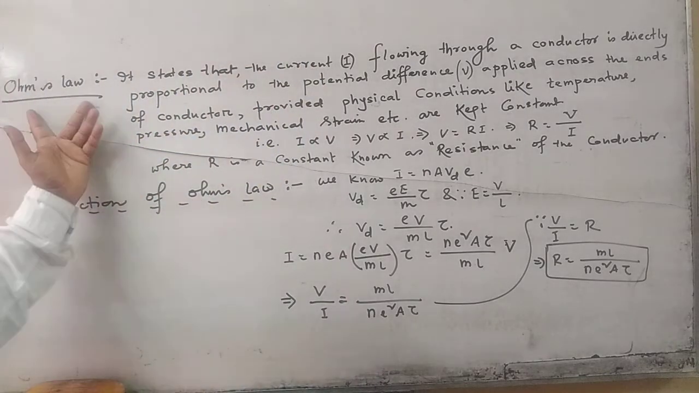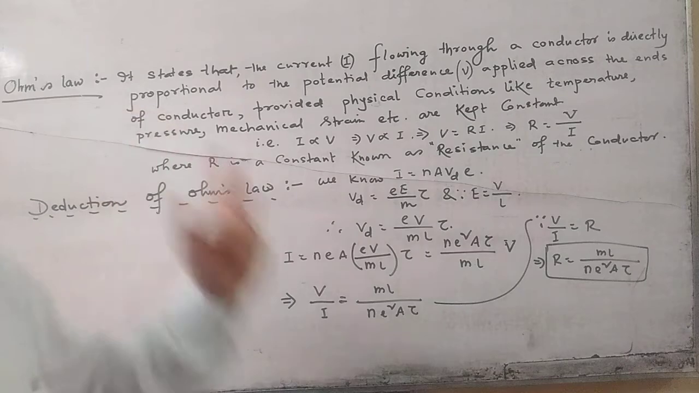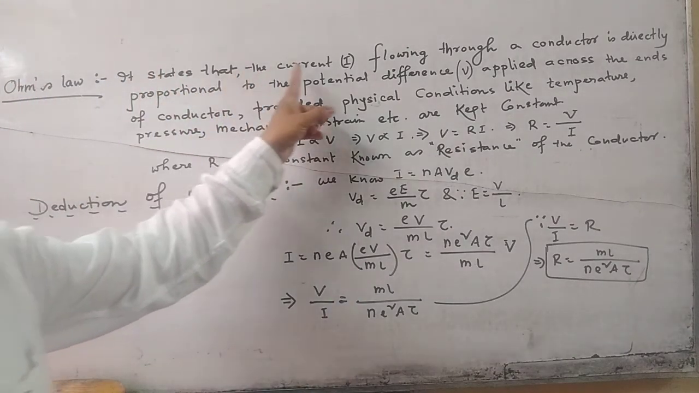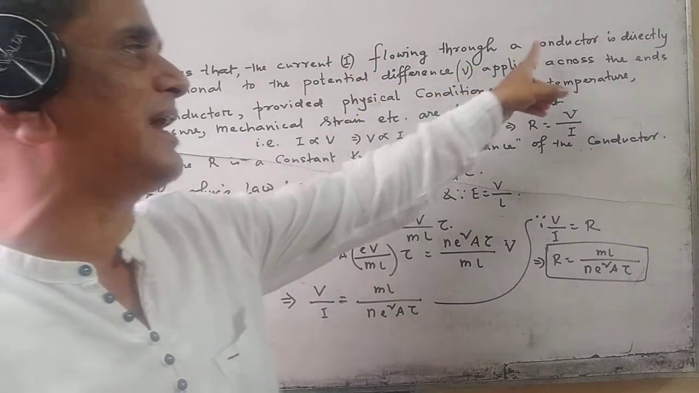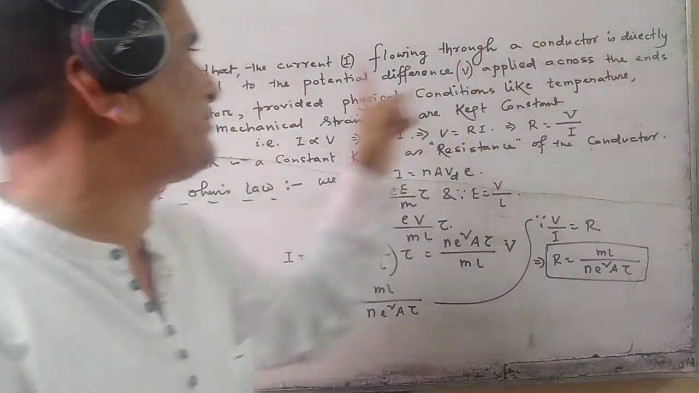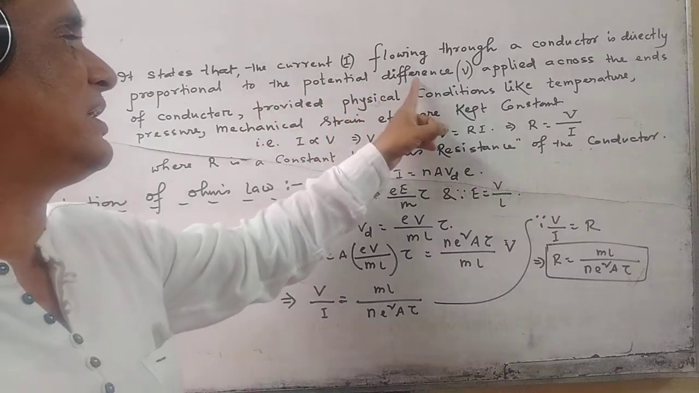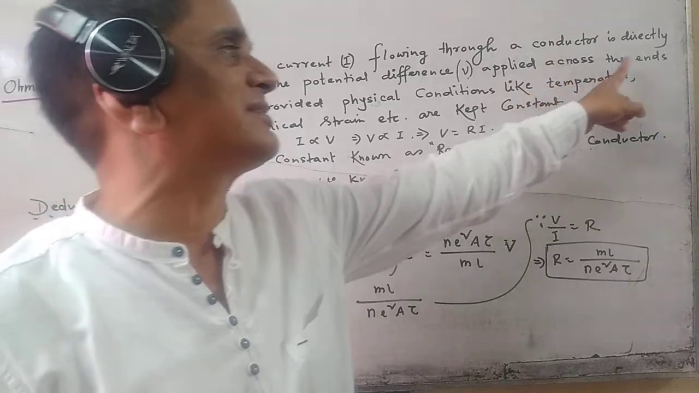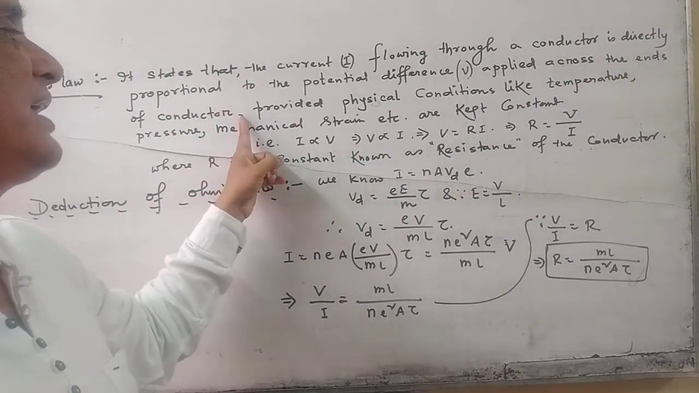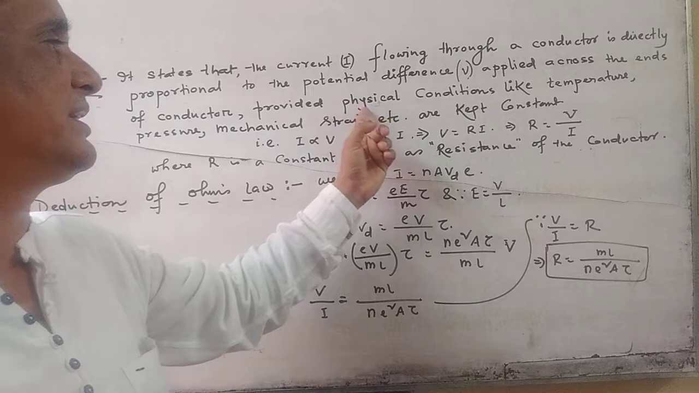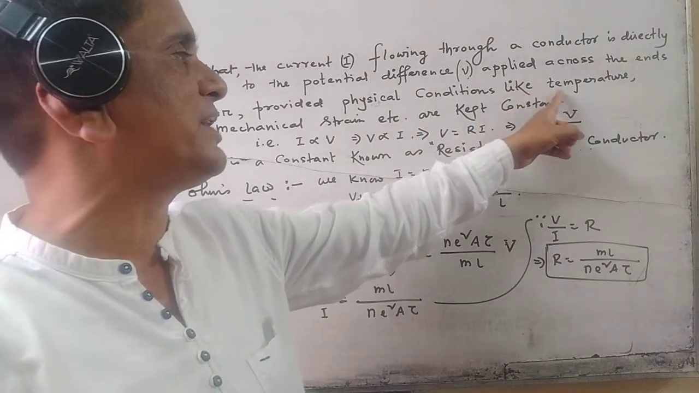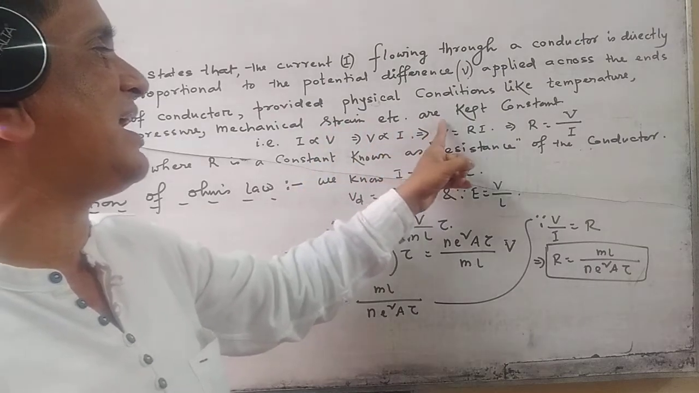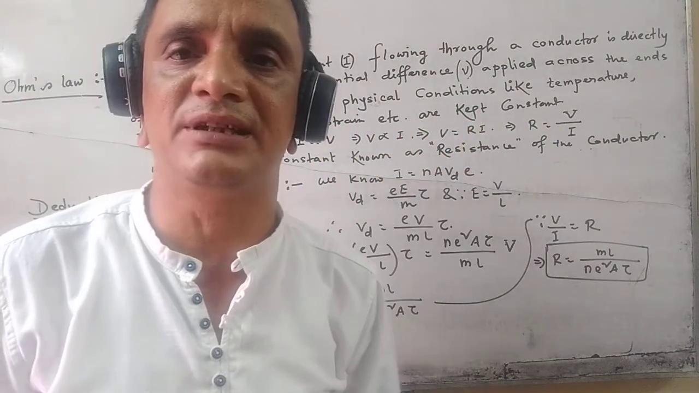Here we are going to start the topic of Ohm's law. What does it state? It states that the current I flowing through a conductor is directly proportional to the potential difference V applied across the ends of the conductor, provided the physical conditions like temperature, pressure, mechanical strain, etc. are kept constant. Is it clear?